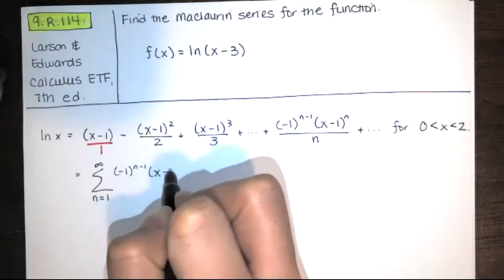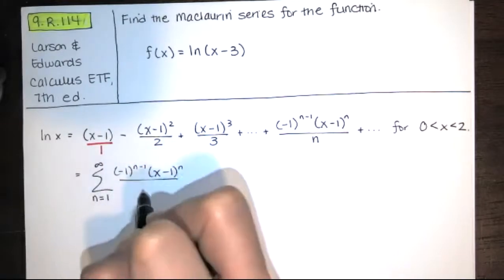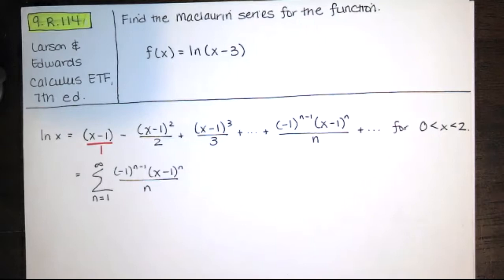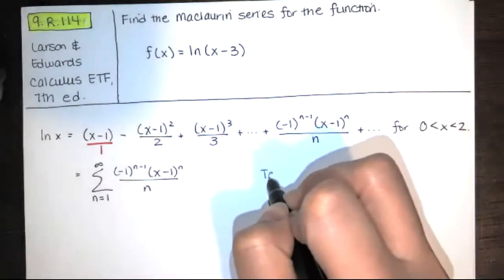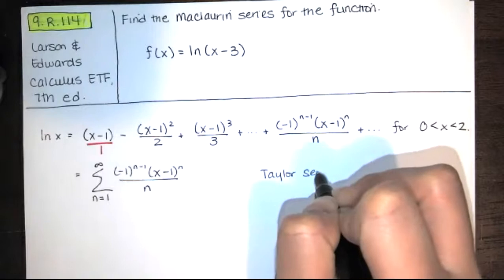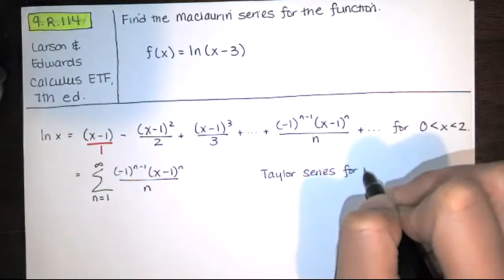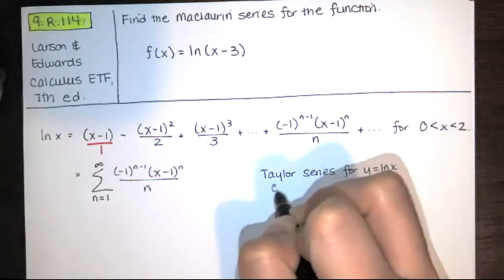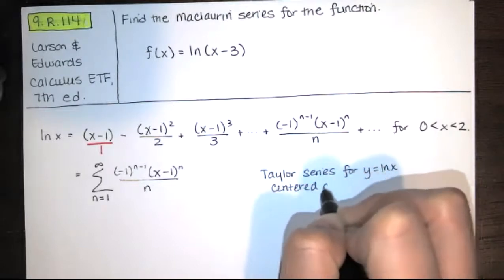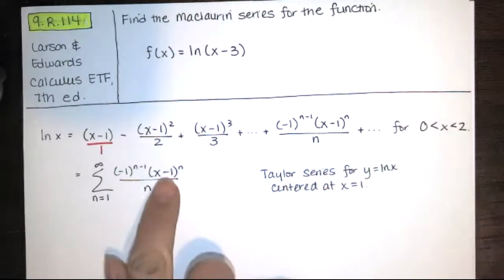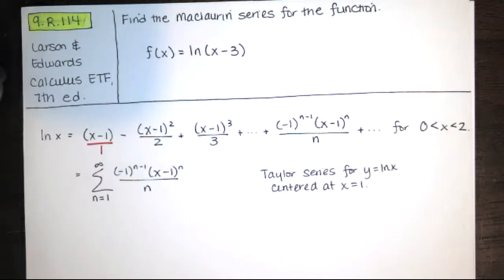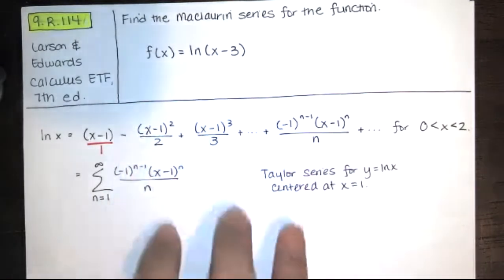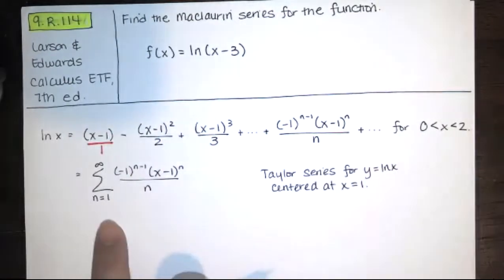Now, if you're taking my class, hopefully you see this and you know that this is not a Maclaurin series. This is a Taylor series for y equals natural log of x, centered at x equals 1, not x equals 0. And it's a good thing that they're centering it at 1 and not 0, because natural log of x is not defined at 0. So when they say to find the Maclaurin series for the function, and then they ask you to do this, that's actually not going to work very well.